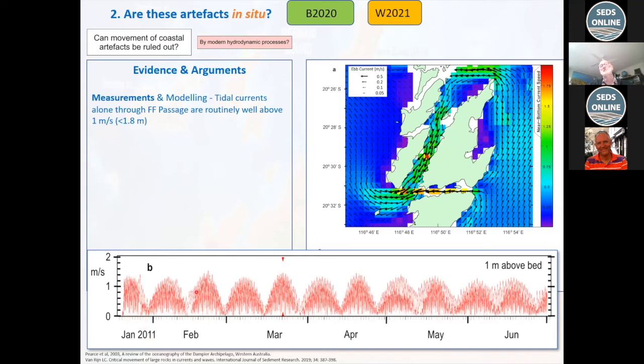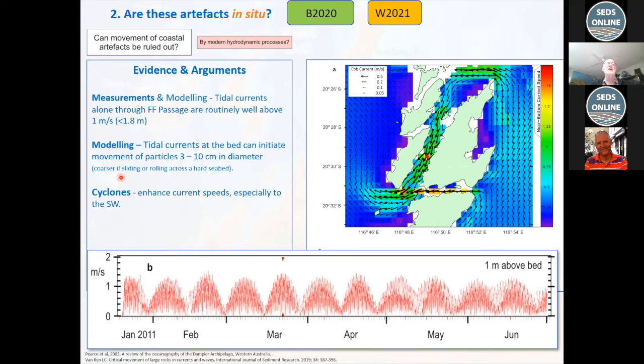These are the spring neap cycles of the current speeds at that point at 14 meters, pulled out 1 meter above the bed at that point. So you can see that there are very fast flows routinely in this environment. I'll point out something else in a moment. So we know from modelling work or just using simple calculations that tidal currents at the bed of that magnitude can easily initiate movement of particles between 3 and 10 centimetres in diameter and actually some coarser material if that material is sliding or rolling across a hard seabed, which it is in this case.